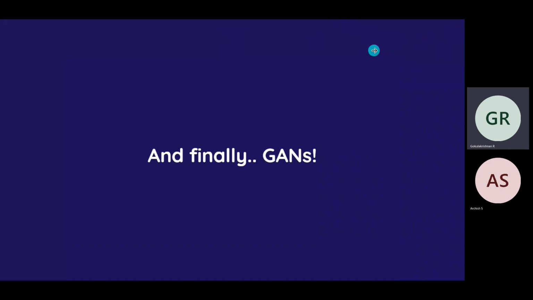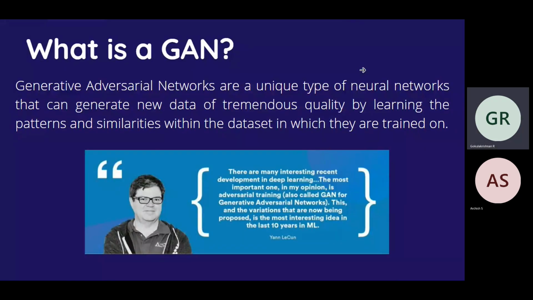And yeah, finally we come to GANs. So what are GANs? GANs are generative adversarial networks. What they do is that you have a data set. Let's say you have a data set of images, and then what GANs try to do is imitate the data set and create an image that's not in the data set, but if an outside person looks at the image, he'll say that this image actually belongs to the data set.